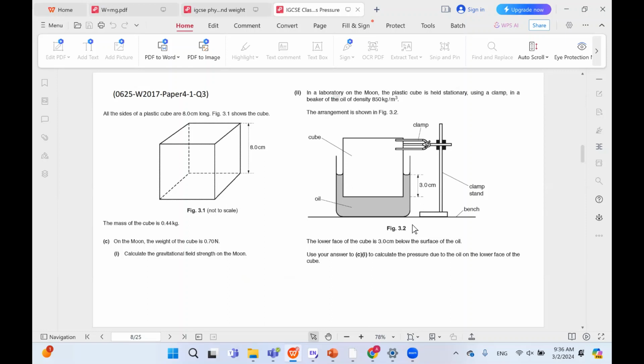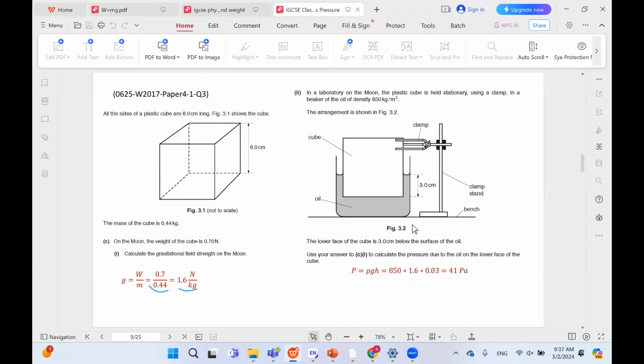So the gravitational field strength is given by W equals mass times gravity. So therefore, 0.7 equals 0.44 times gravity. And we find G as 0.7 divided by 0.44. And that would give us 1.6 according to the written answer here. And then for part B two, we are told that in a laboratory on the moon, the plastic cube is held stationary using a clamp in a beaker of oil of density 850.